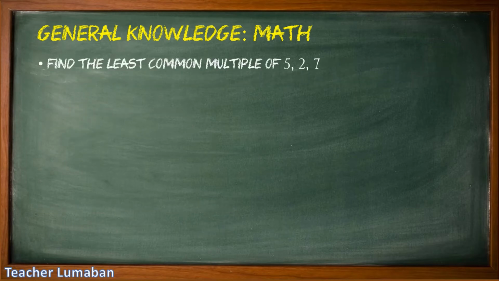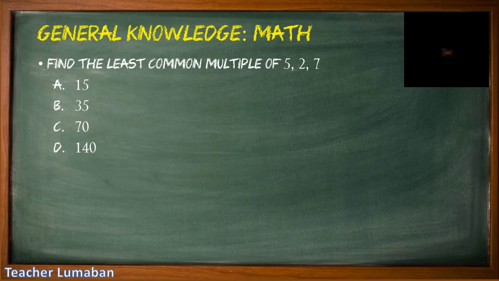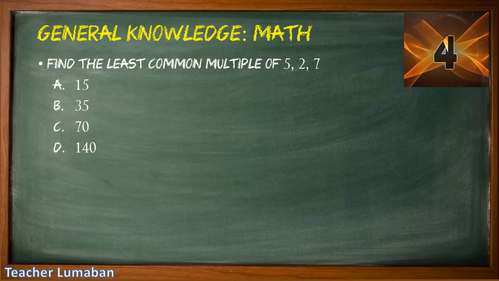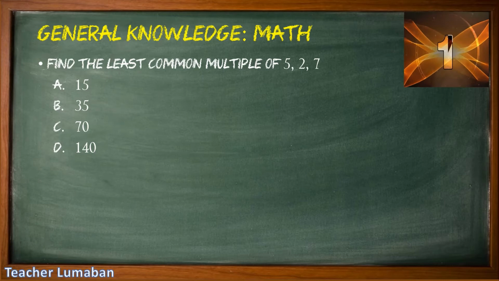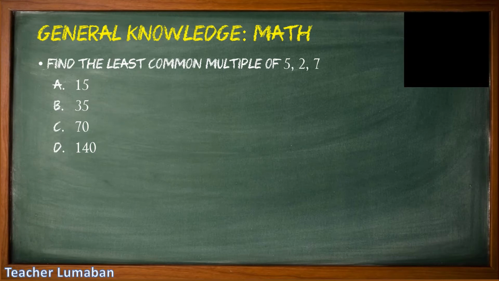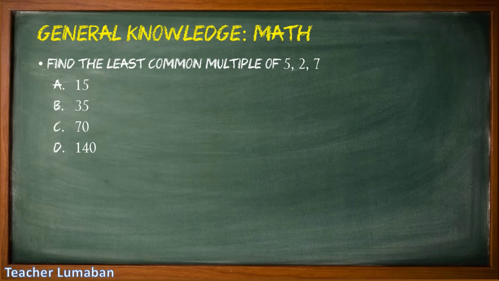Find the least common multiple of 5, 2, 7. Letter A 15. Letter B 35. Letter C 70. Letter D 140. 5, 4, 3, 2, 1. The correct answer is letter C 70.